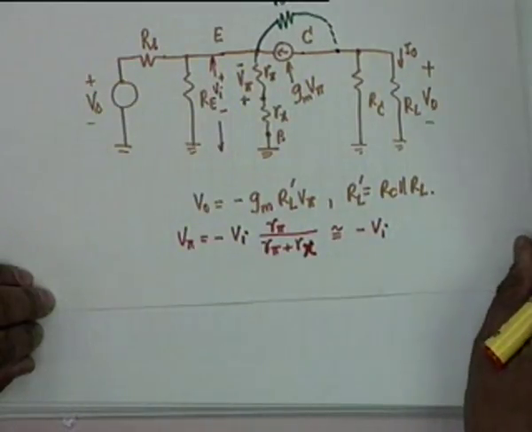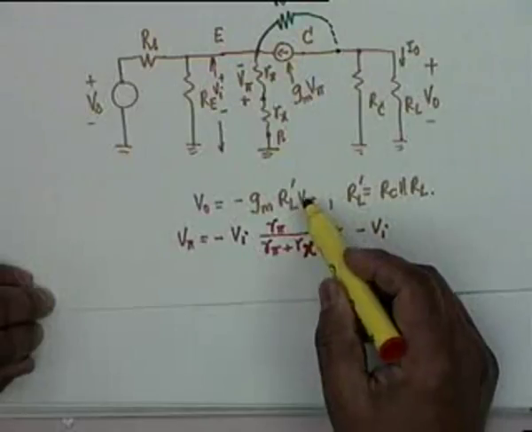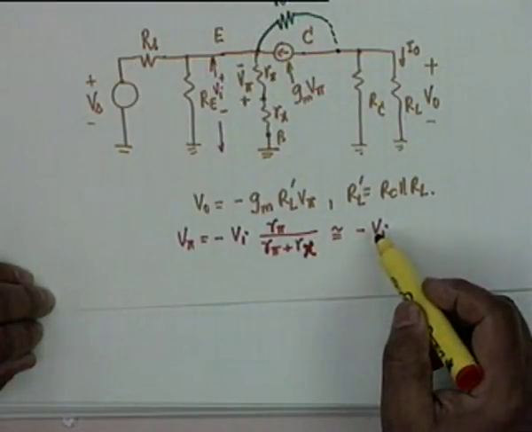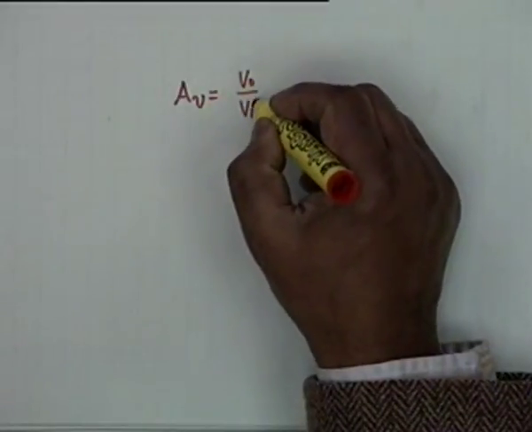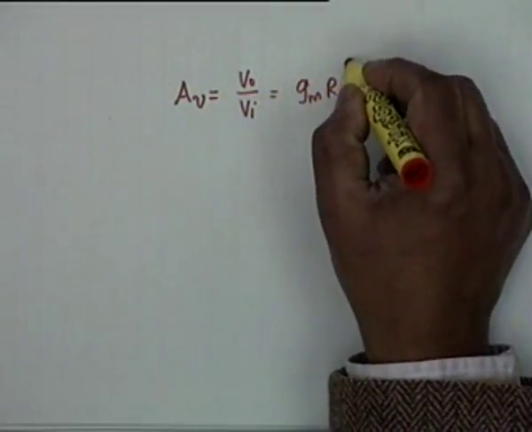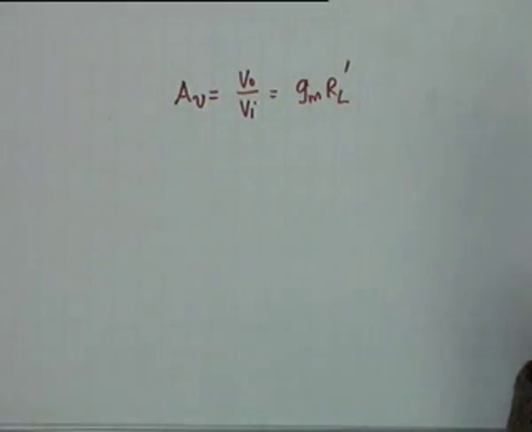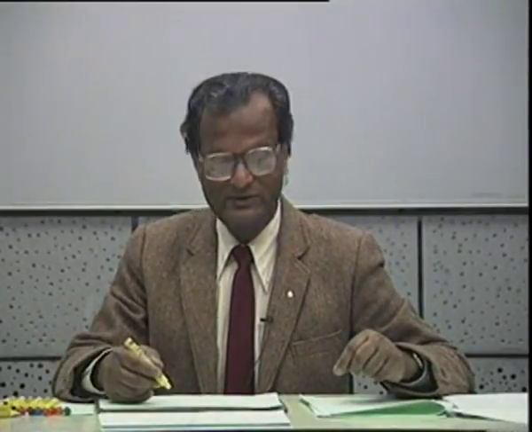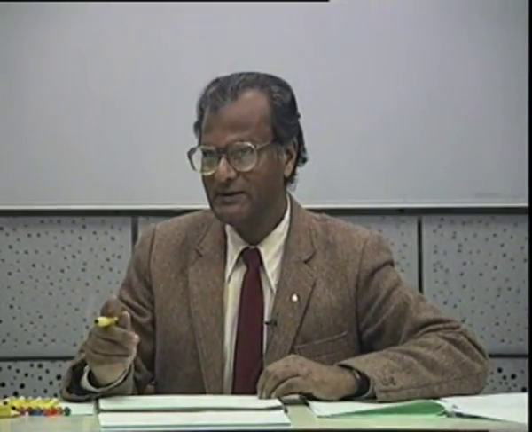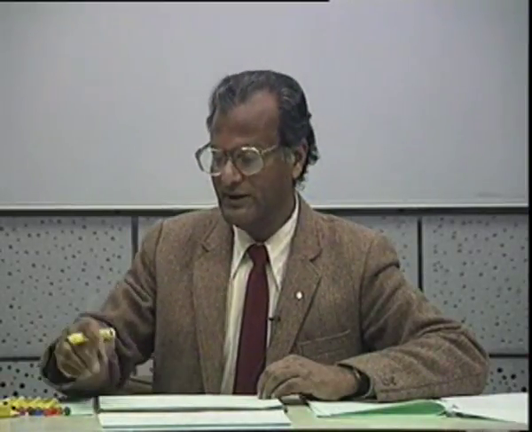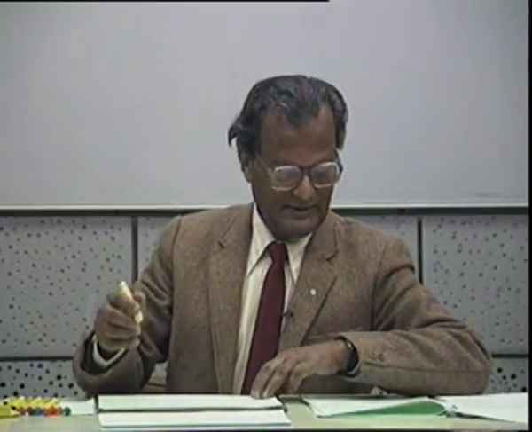And therefore, if you substitute minus Vi for V pi, the voltage gain simply becomes gm RL prime. Therefore, our expression is simplified to Av, which is V0 by Vi, equal to gm RL prime. Notice that there is no negative sign here. In the common emitter circuit, the gain was minus gm RL prime. There is no negative sign, and therefore V0 and Vi are in phase. This is one of the distinct differences between common emitter and common base amplifier: the output is in phase with the input. This is Av.